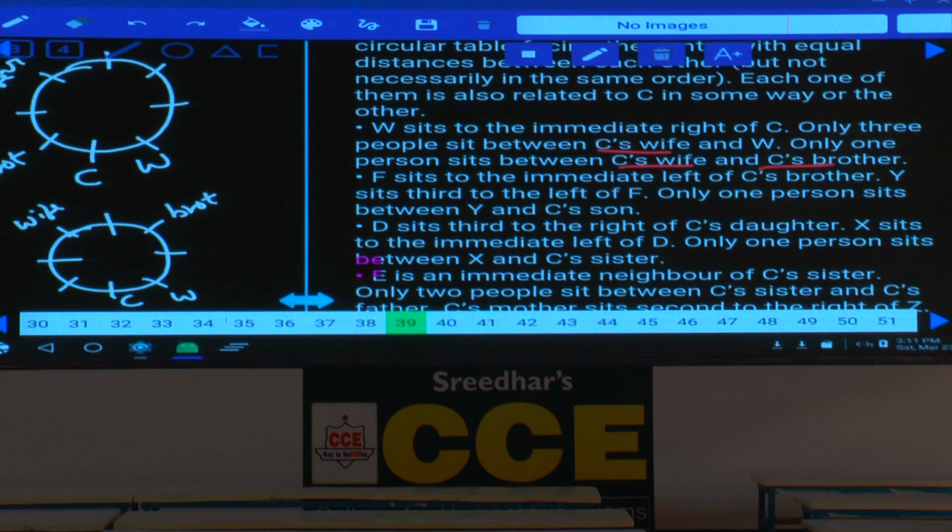F sits to the immediate left of C's brother. As F is to the immediate left of C's brother, in the first case F is here, and in the second case F must be at this place.